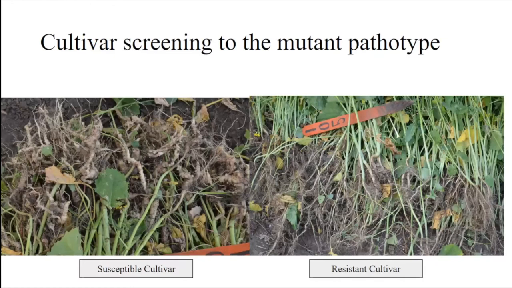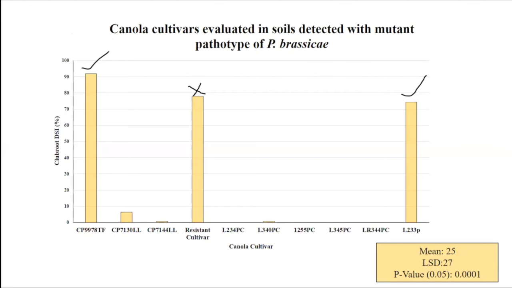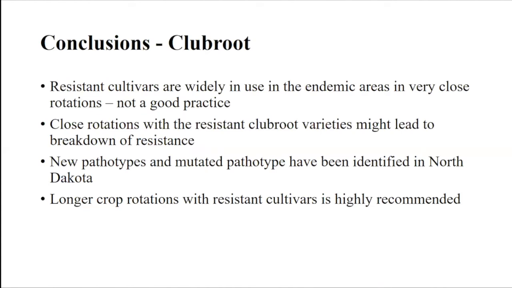Look at this graph where I have the center. The extreme ones are the controls, L233P and CPP 799978. These two are controls, and the center eight varieties are the clubroot resistant cultivars. One resistant cultivar somehow showed around 78% clubroot in it. So is it a resistance breakdown? We have to test more for confirmation. I have to test it one more year.